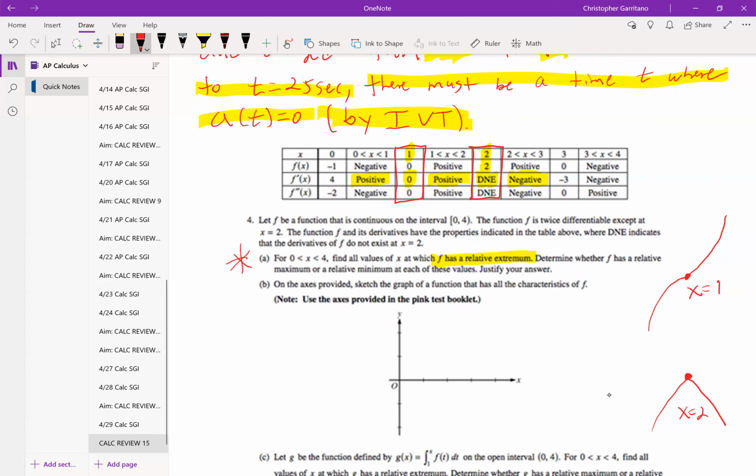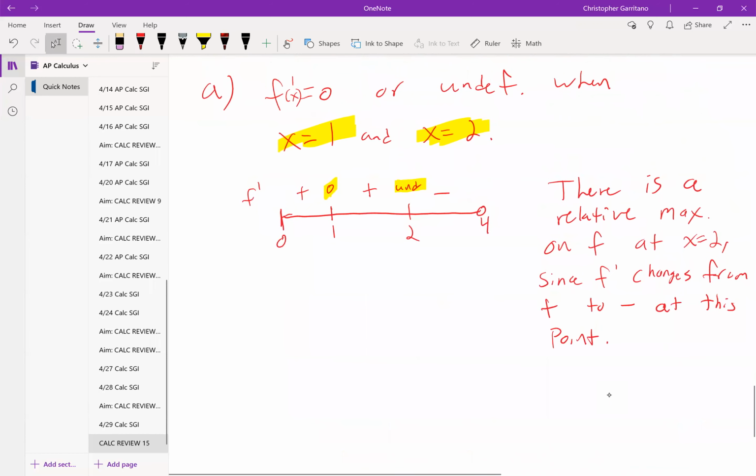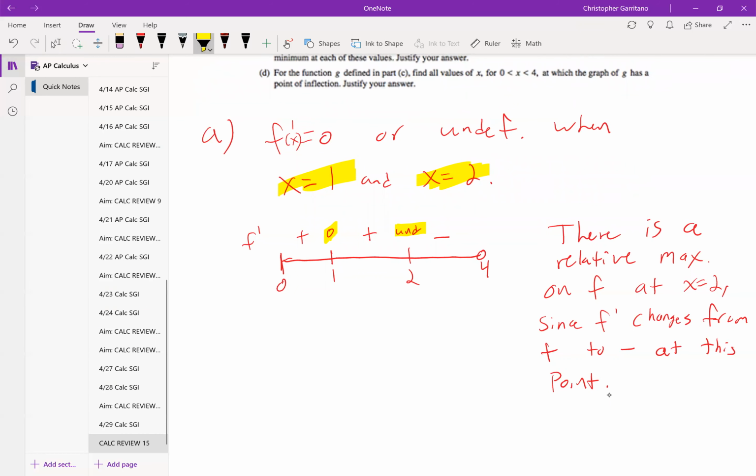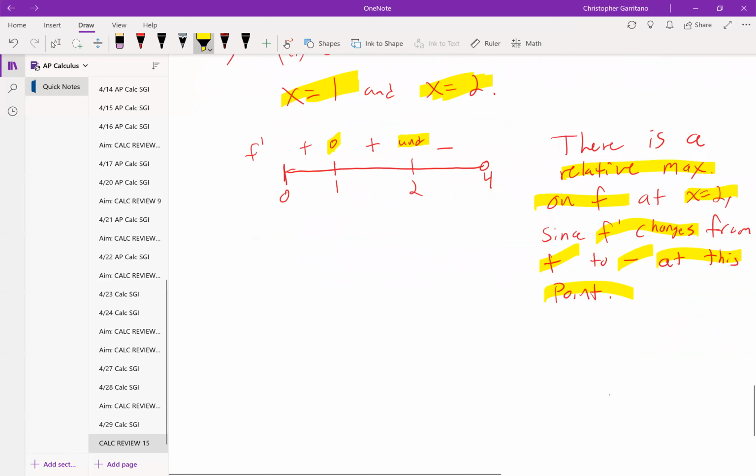I don't know exactly, but I drew this to look like a corner or a cusp. And this is something like what the graph might look like at around x equals 2. But as you can see, since the derivative goes from positive to negative, this happens to be a max. All right, and that will be our argument that we make. We say that there is a relative max on f at x equals 2. Why? Because f prime changes from positive to negative at this point. And there you have it.